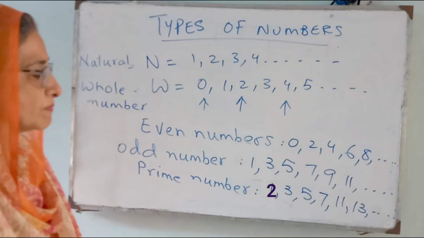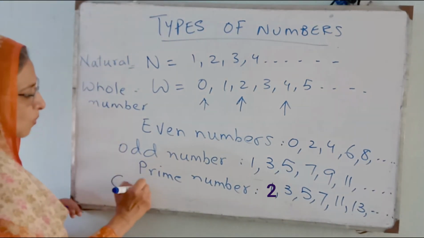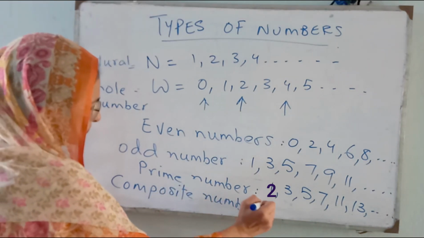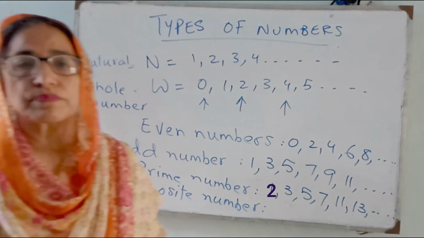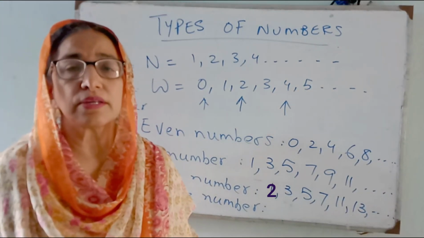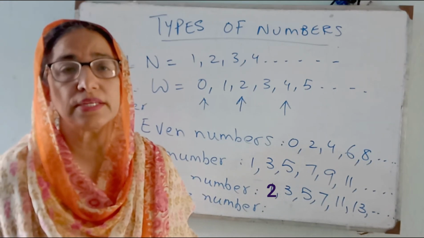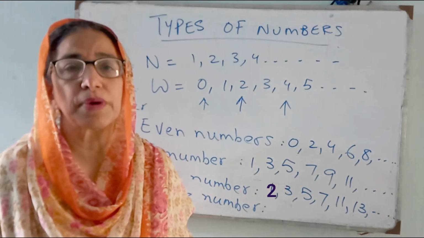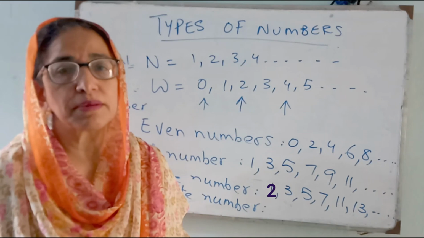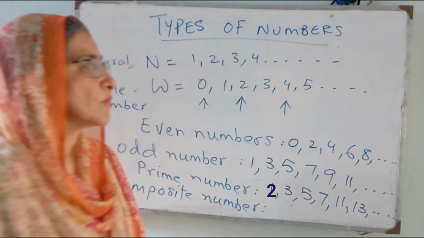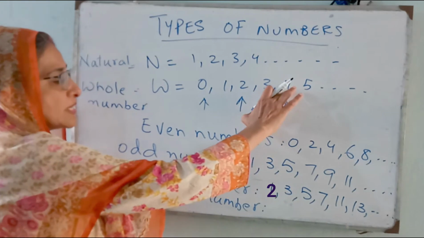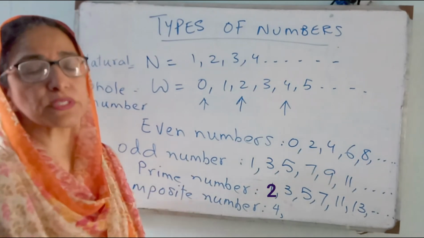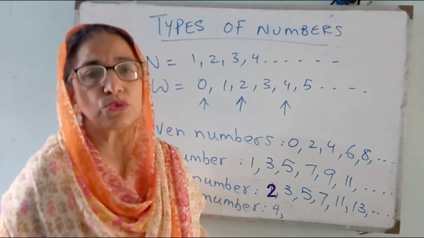Another type of whole number is called the composite number. So composite numbers are whole numbers which have more than 2 factors. More than 2 factors means that the number is divisible by more than 2 numbers. So that number is called a composite number. For example, in this case we can take 4 as a composite number. 4 is a composite number because it has more than 2 factors.